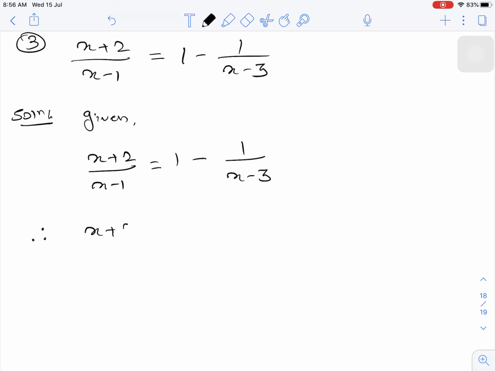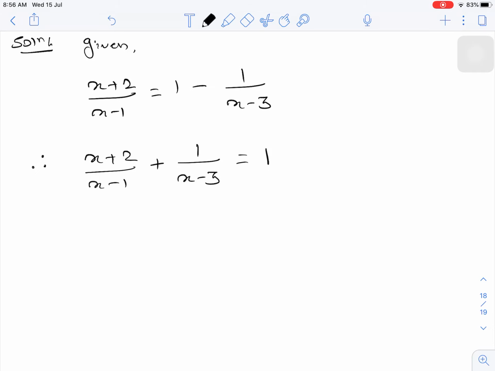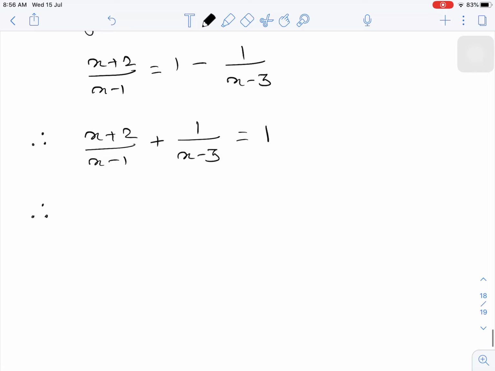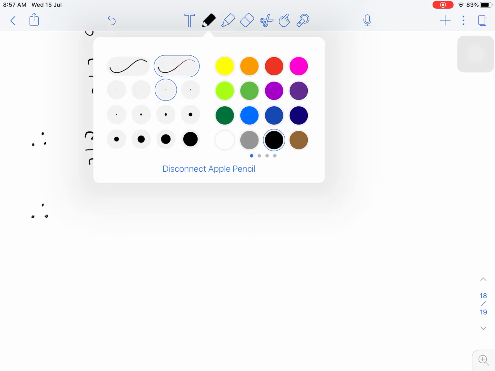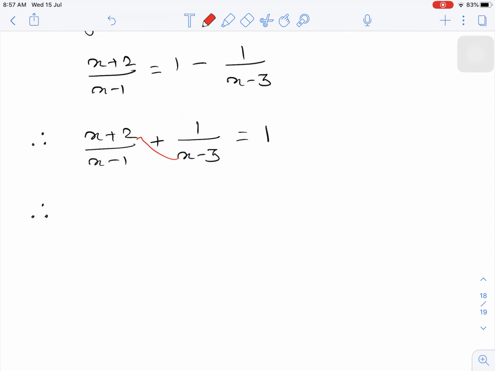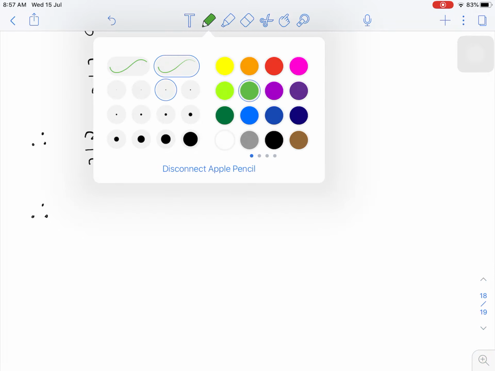Therefore you will get (x + 2)/(x - 1). Now this 1/(x - 3), what sign is it having? Minus. If it comes on this side it will become plus, so you will get 1/(x - 3) = 1. So now what you have to do is cross multiplication between this. How to do that cross multiplication: this will multiply here and this will multiply here, and then finally they both will multiply with each other. So let us write it.